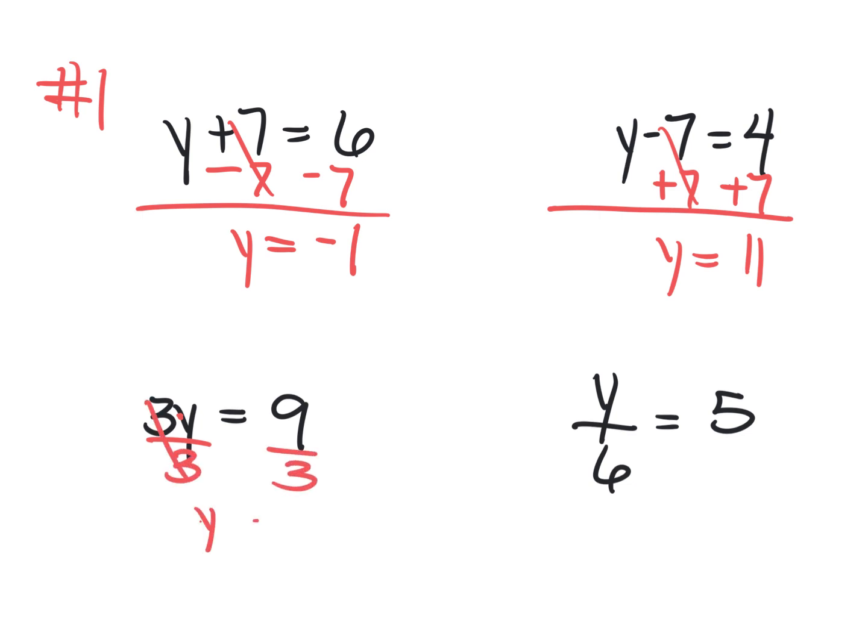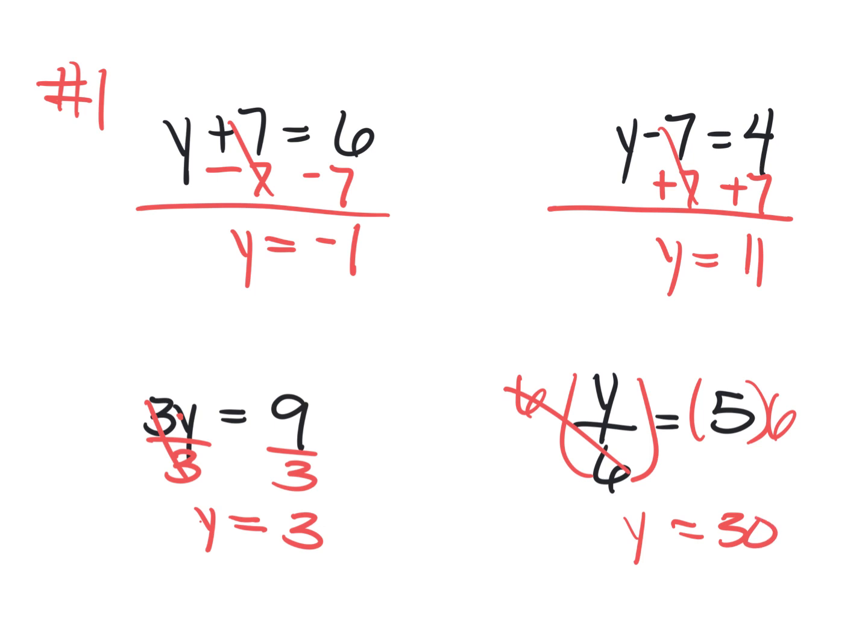So 9 divided by 3 is 3. And here, y over 6 means y divided by 6. To get rid of division, we multiply. So 5 times 6 is 30. So you're just going to get one of these type of questions, and you just got to tell me what x is.